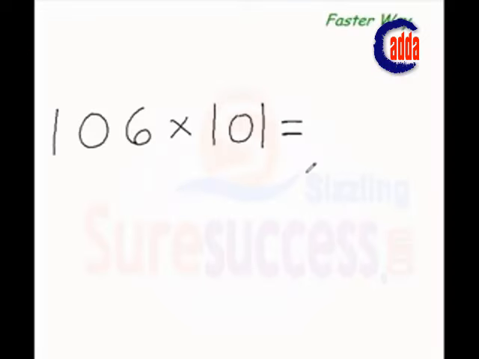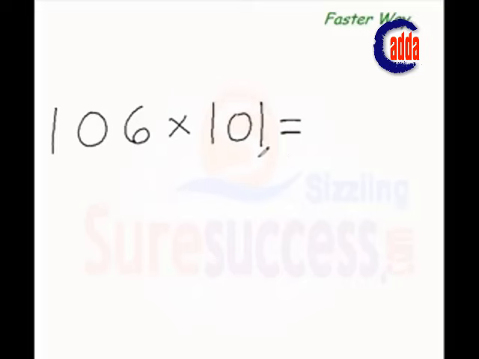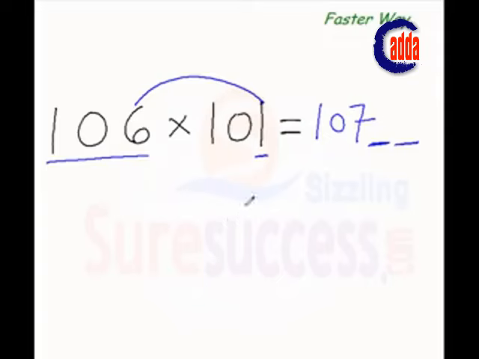Now using the same logic, can you tell me what would be 106 times 101? So once again add this 1 to this entire number. 106 plus 1 is 107, and we get the first 3 digits of our answer. Now 2 more to go. So 6 times 1 is 6. So we put 06 here. That is our answer. 10,706. As simple as that.